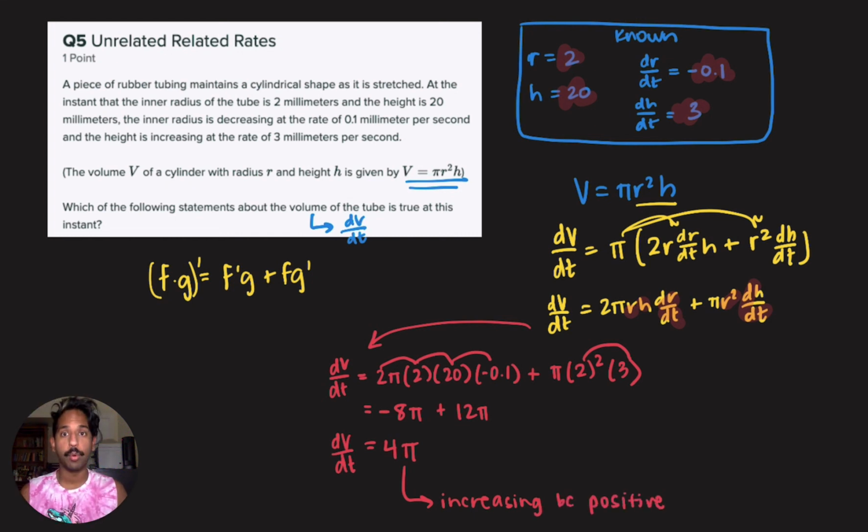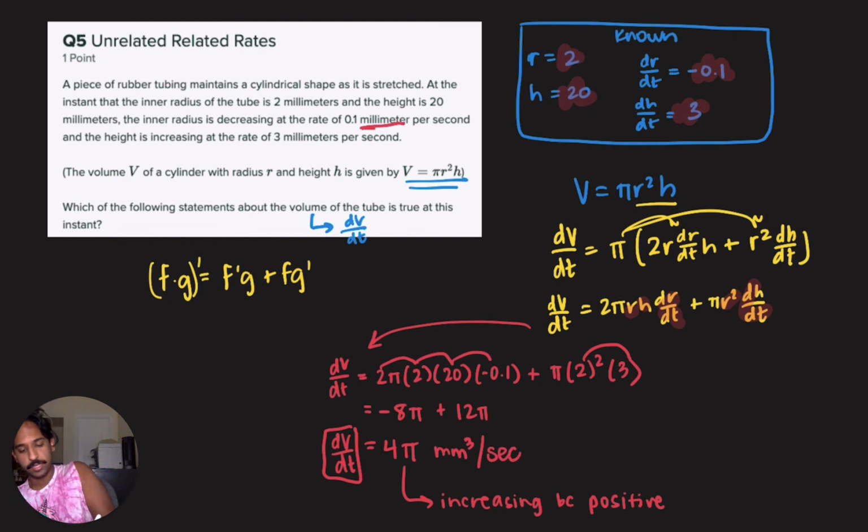And it's increasing at what rate? Well, dV/dt, V is volume, so that's going to be millimeters cubed per unit of time, which is second. How do I know that? Well, I know that everything is in terms of millimeters, so my volume will be that unit cubed, and then per second comes from our rates. And so we see that our volume is increasing at a rate of 4 pi millimeters cubed per second.